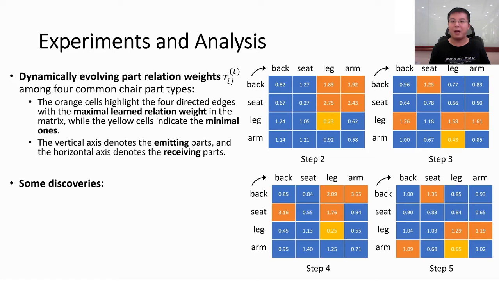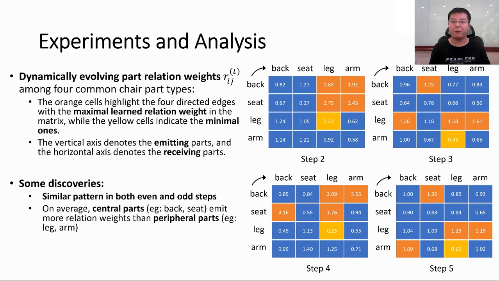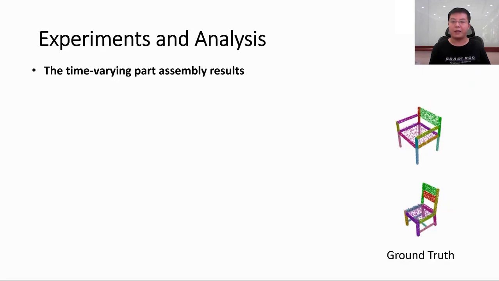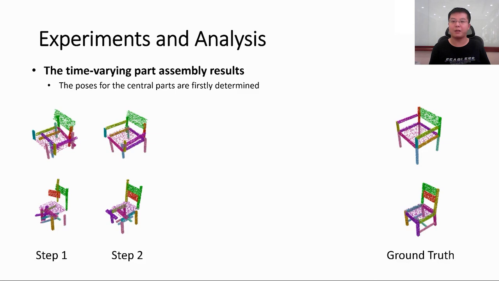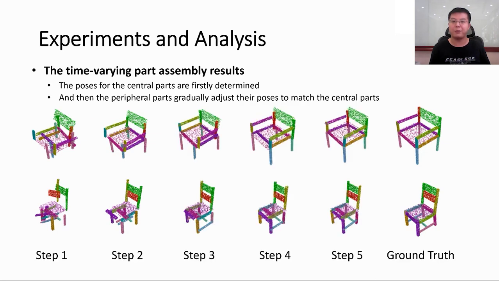We can see similar patterns in both even and odd steps. On average, central parts emit more relation weights than peripheral parts, indicating that central parts guide the part assembly process more. We can see from the time-varying part assembly results that the poses for the central parts are firstly determined, and then the peripheral parts gradually adjust their poses to match the central part.